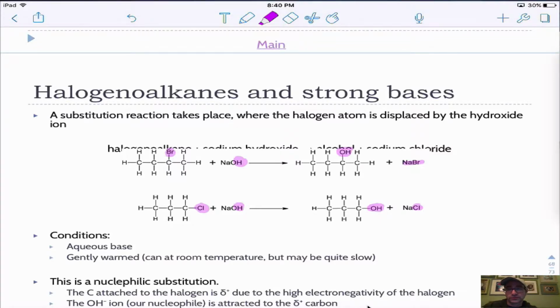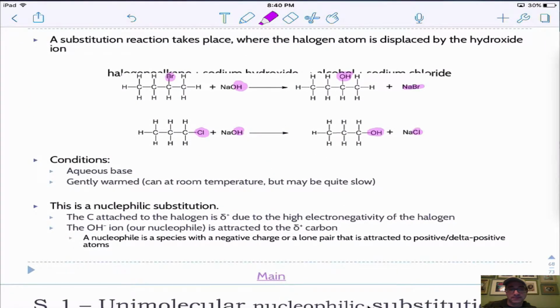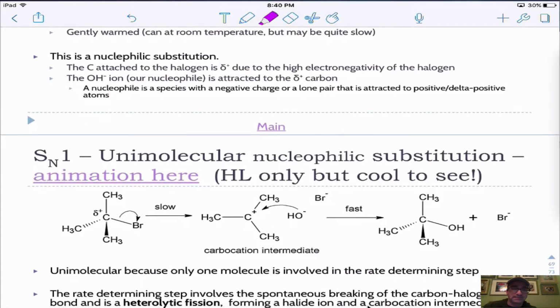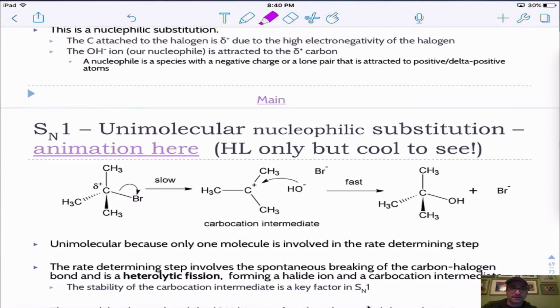Now the conditions are using an aqueous base and gently warming it so that the reaction will occur quicker. Now let's look at what the mechanism is that's happening here. The first mechanism, and this is not going to be on your IB test, they actually took it out, it used to be part of it, is called an SN1 reaction. I still think it's worth doing. I think it's interesting to give you a little taste of organic chemistry here. So this is SN1, which stands for nucleophilic substitution unimolecular. And that means that all the action happens with one molecule at a time.